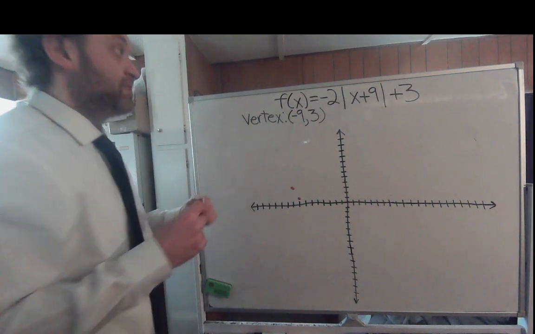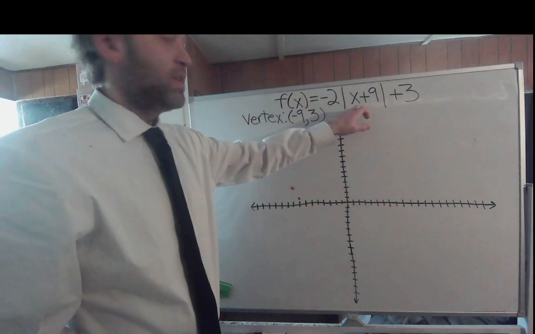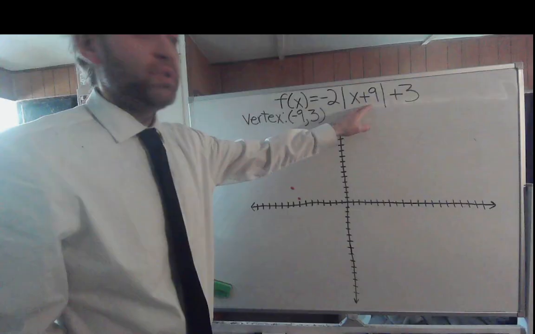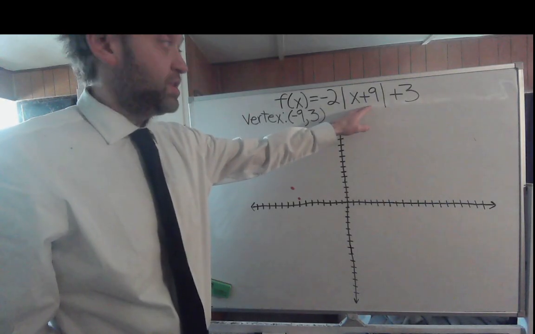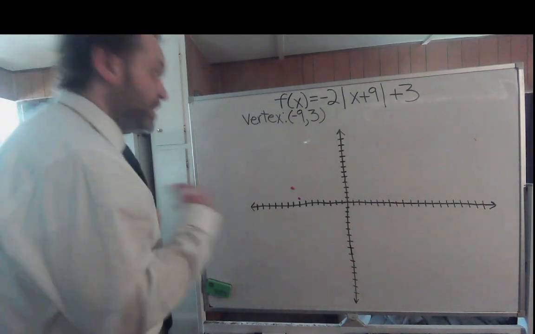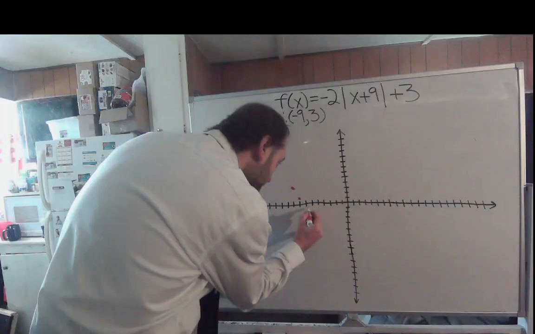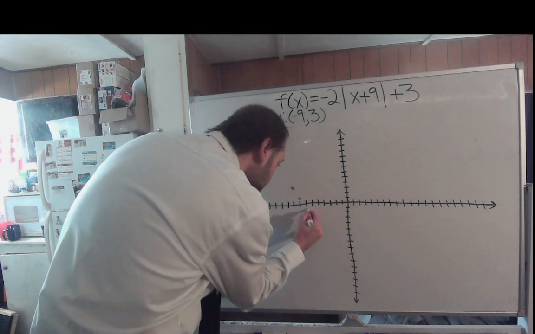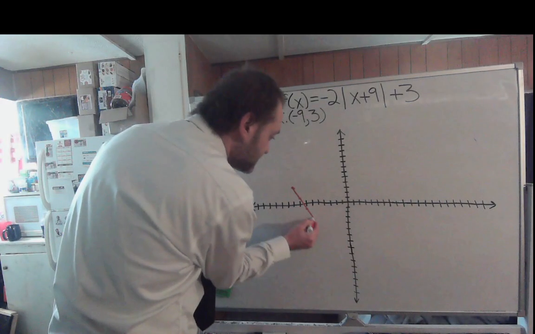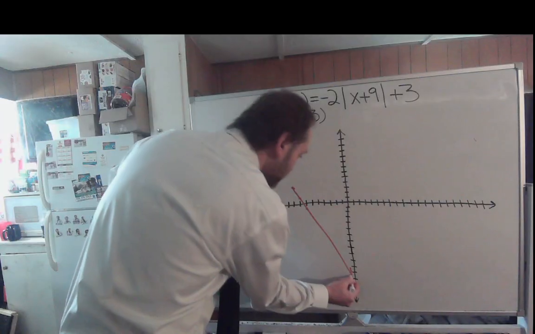Let's put in negative 7. So negative 7 plus 9, of course, is positive 2. The absolute value of positive 2 is 2. Times negative 2 is negative 4. Plus 3 is negative 1. So there's negative 7, negative 1. So let's go ahead and graph this side of the absolute value equation.